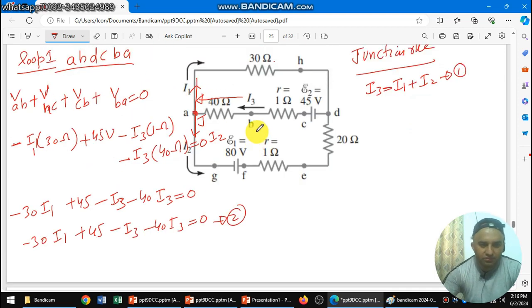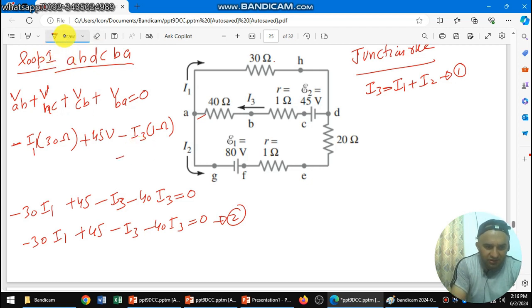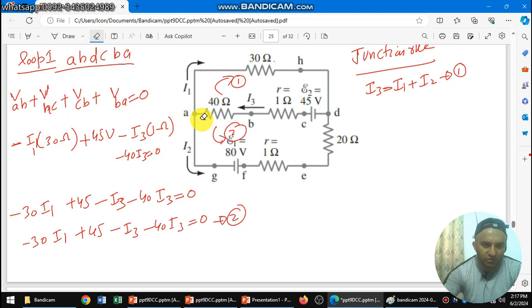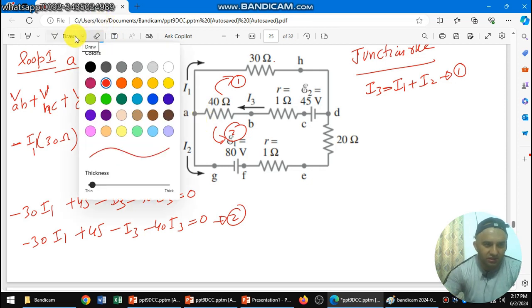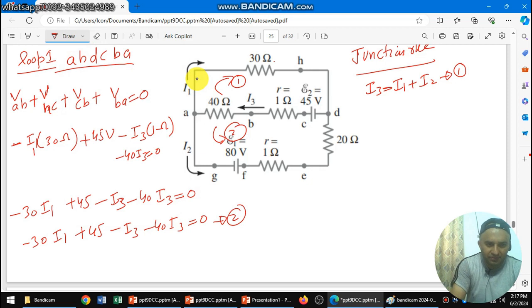Now we apply this rule to the third loop. Let me rearrange this so that we have space. Minus 40 I3 which is equal to 0. The first loop is this one, the second loop is this one, and the third loop is this one. The last one is the third loop, the outer loop.